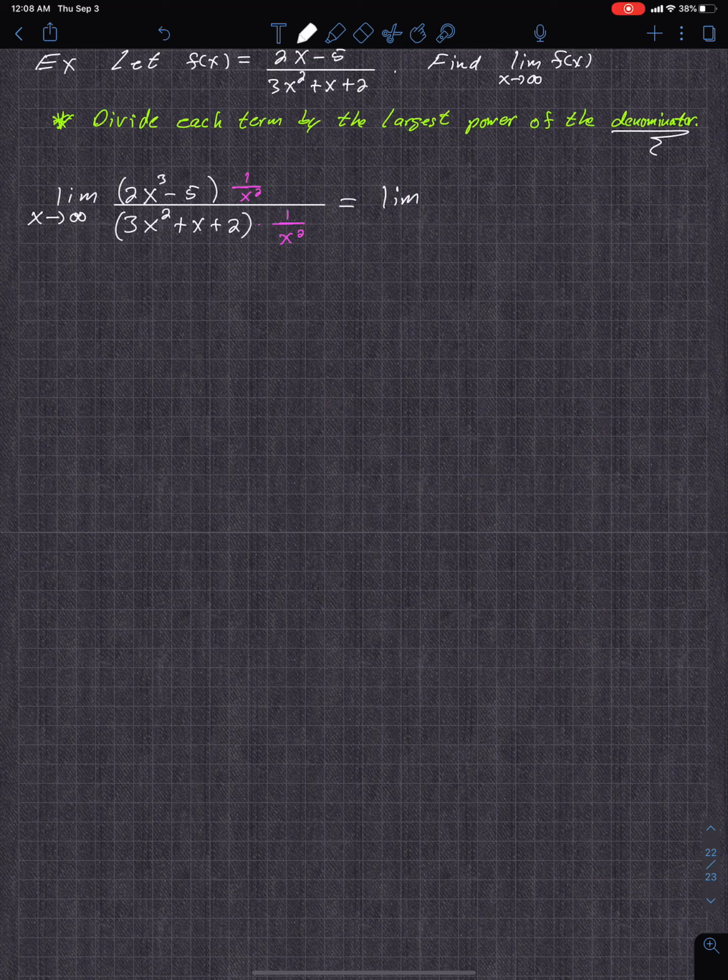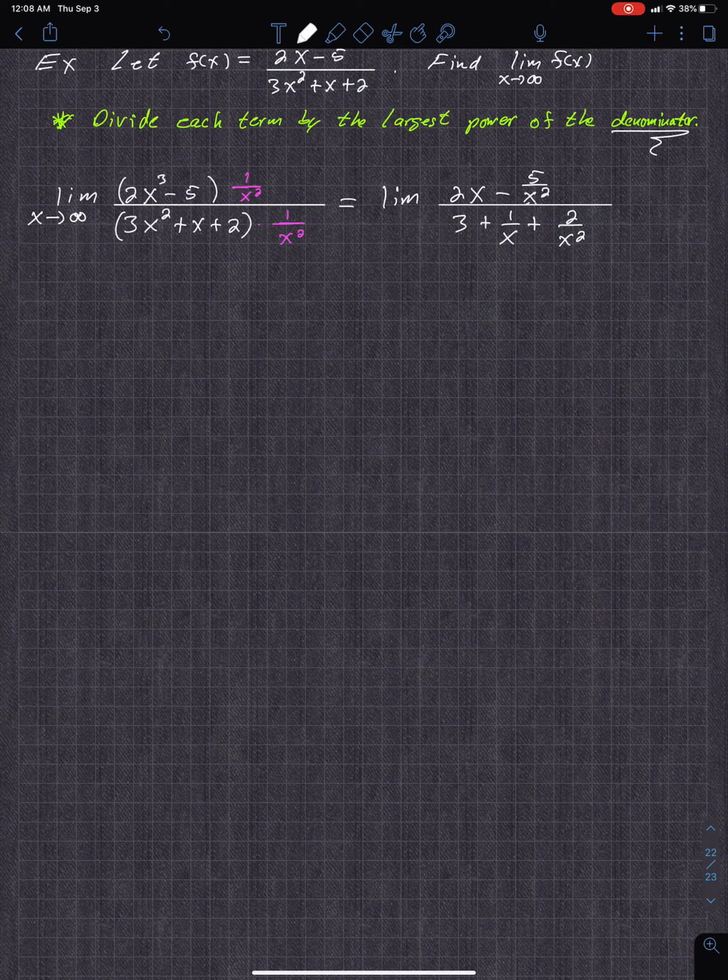Okay, so the limit, and then we're going to bring that in. So you can see you'll still get 2x minus 5 over x squared. That's kind of why I needed more room. So it's 5 over x squared. And then this one you have 3 plus 1 over x plus 2 over x squared.